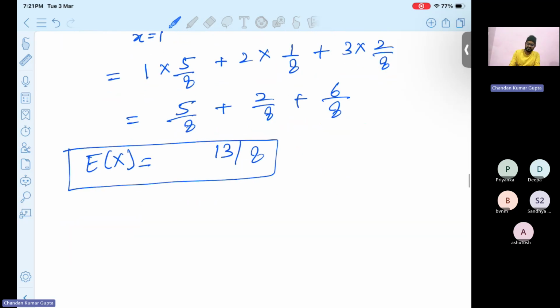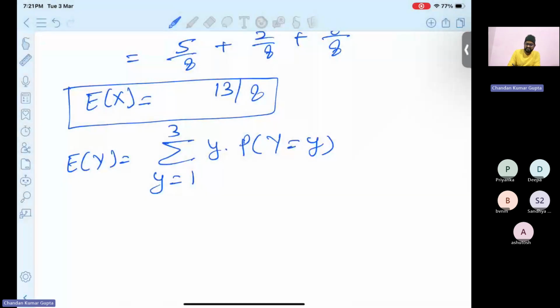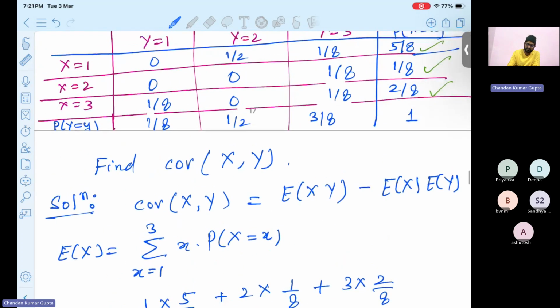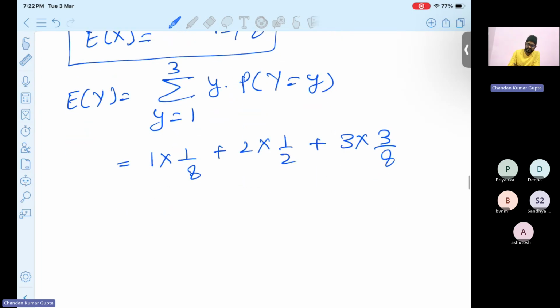Similarly, you can find the expected value of y, which is the sum over y from 1 to 3 of y into the probability that Y equals y. These are just calculations. Y equal to 1, into the probability that y equals 1, comes out to be 1 by 8. Then 1 by 8, 1 by 2, 3 by 8. So it's 1 by 8 plus 2 into 1 by 2 plus 3 into 3 by 8. Now it's 1 by 8 plus 1 plus 9 by 8.